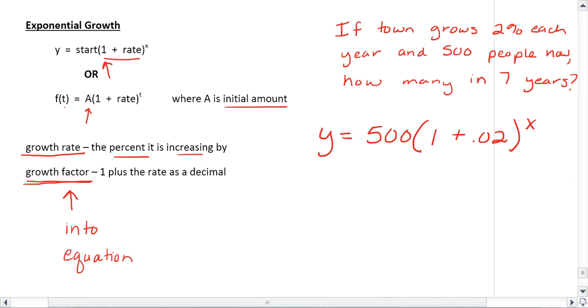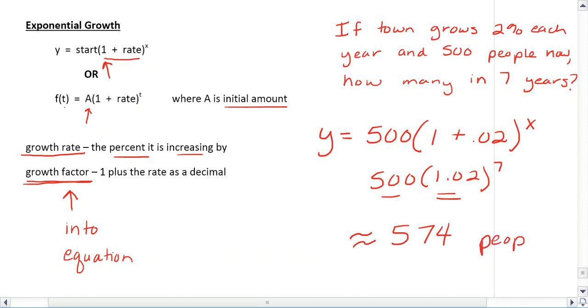So now let's do this correctly. When it's growing, we have to take 1 plus our growth rate. And now when I enter this into the calculator, by the way, your calculator knows PEMDAS and would never multiply this first and then raise it to the 7th power. Your calc will take the 1.02, raise it to the 7th power and get an answer, and then multiply that by 500. And then we get a much more reasonable answer of 574 people. Of course, we round off to the nearest person.